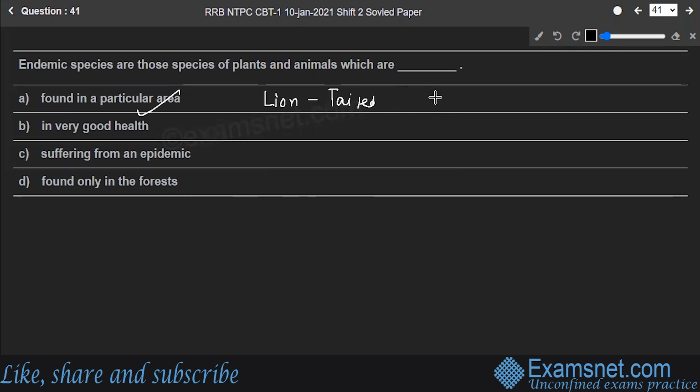The lion-tailed macaque is endemic to India. So we have option A as the correct answer to the question. Hope you understood this. Let's move to the next question.